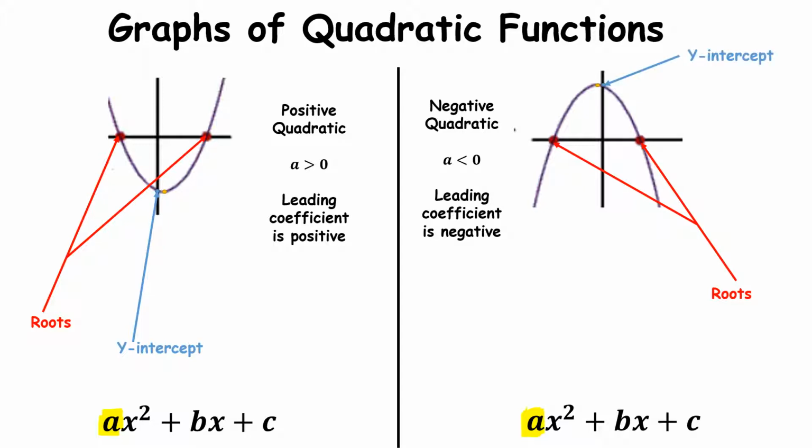Here it is in blue on both graphs. This is where the graph cuts the y-axis. So we saw that in coordinate geometry of the line, and we would have known that to get the y-intercept we would have let x equal 0. The third thing that you might be able to see here is in yellow, and on the positive graph we have what's called a minimum turning point. On the negative graph we have what's called a maximum turning point.